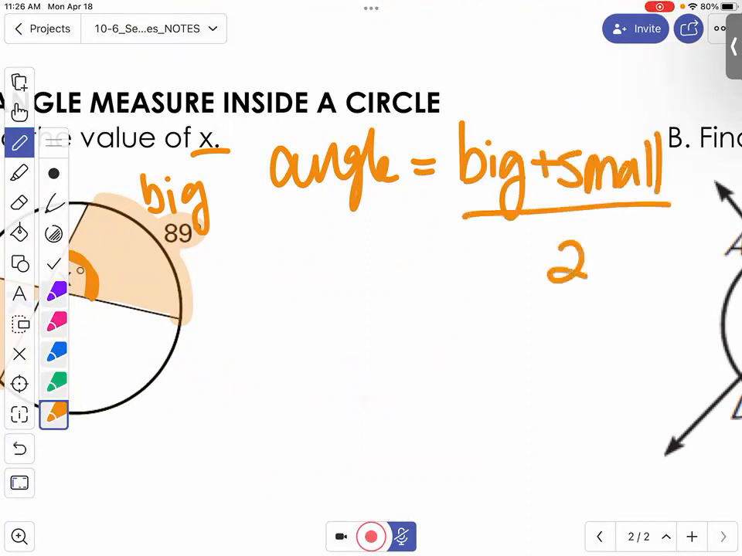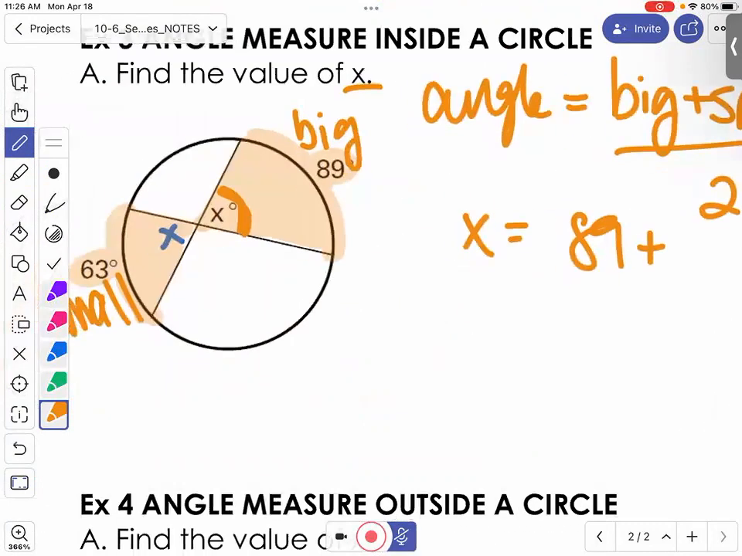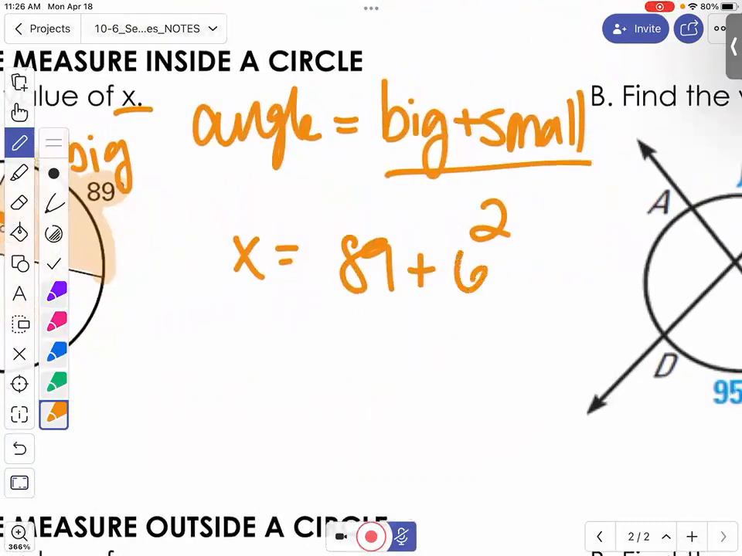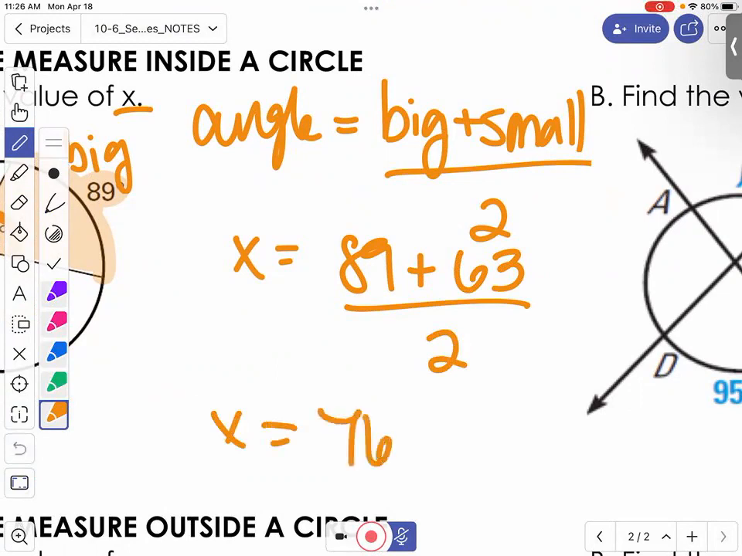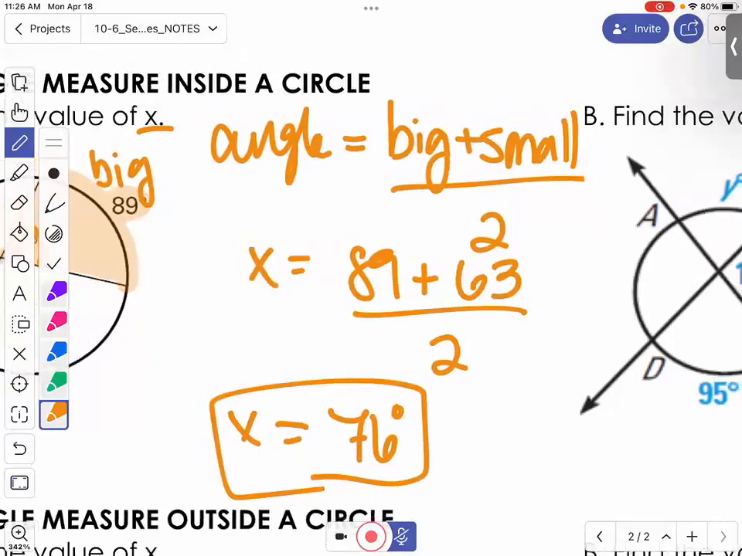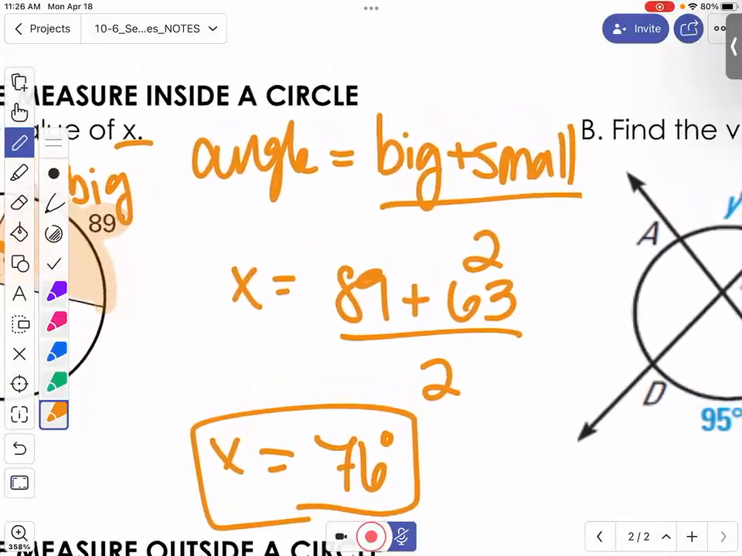All over 2. So my angle is an X. My big arc is 89. My small one was 63. Add those together and divide by 2. So that makes my X 76 degrees.